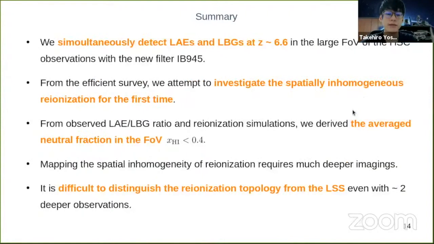In summary, we attempted to investigate for the first time the spatially inhomogeneous reionization from the efficient survey with Subaru HSC. We found that mapping the spatially inhomogeneous reionization requires much deeper imaging, and that it is difficult to distinguish the reionization topology from the large-scale structure. That's all. Thank you.